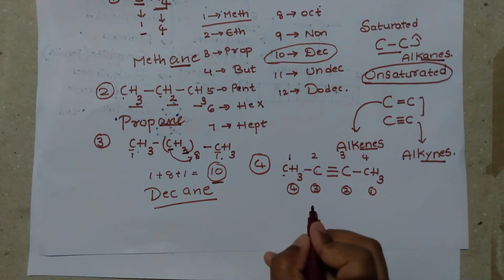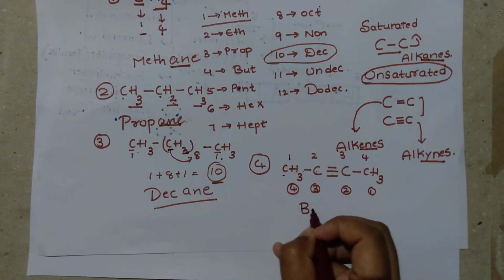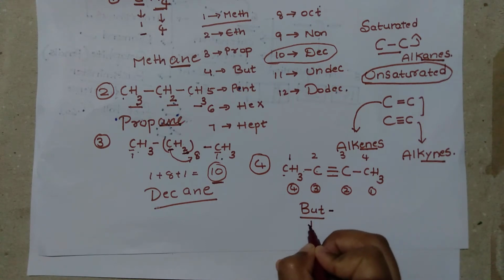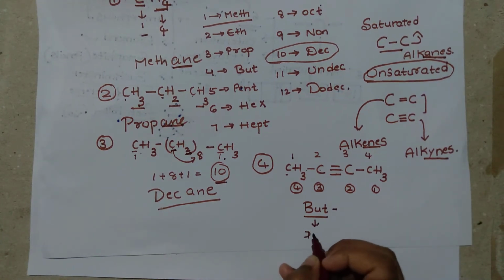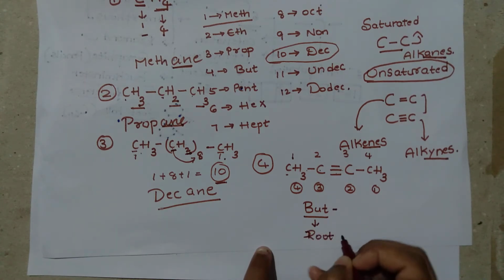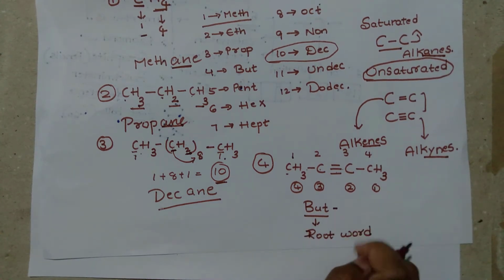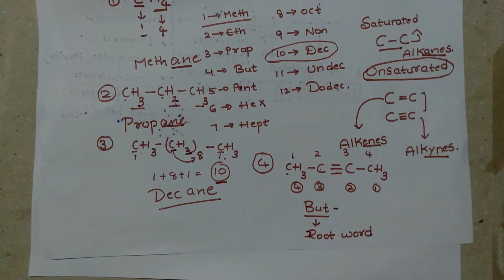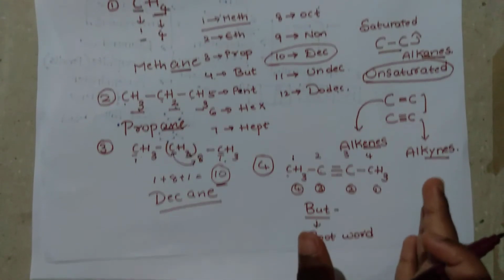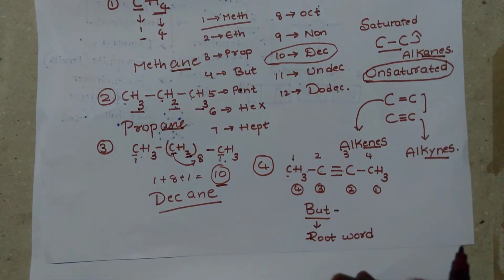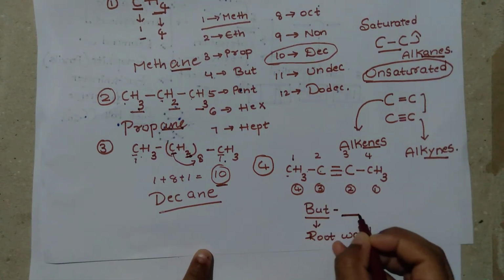So what do we need to write here? But. Next, this is the root word. So we have written but. Next, we have to write the numbering over here. If we don't write any number over here, then it would be difficult. So we need to write the number over here. So what number should we write?